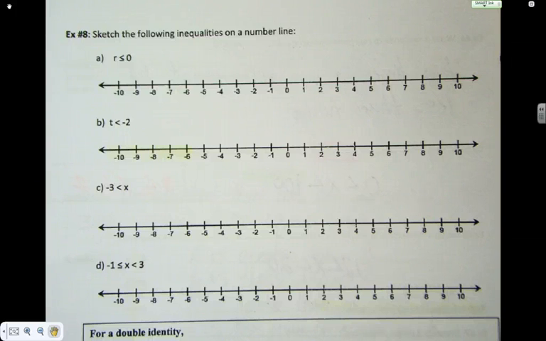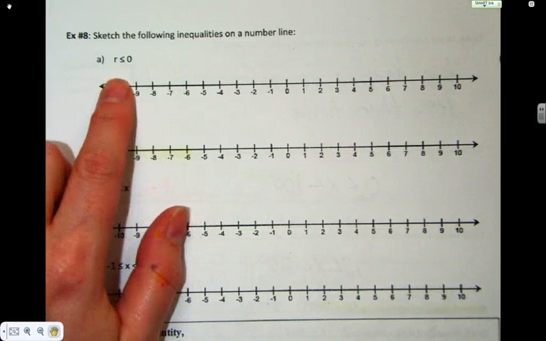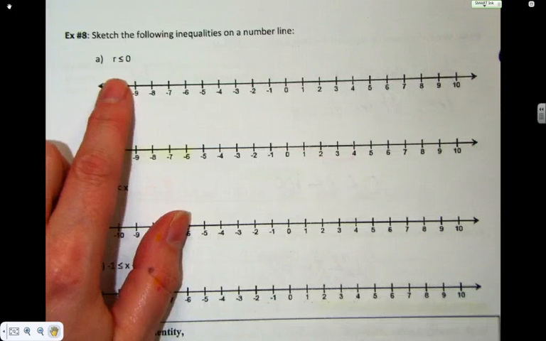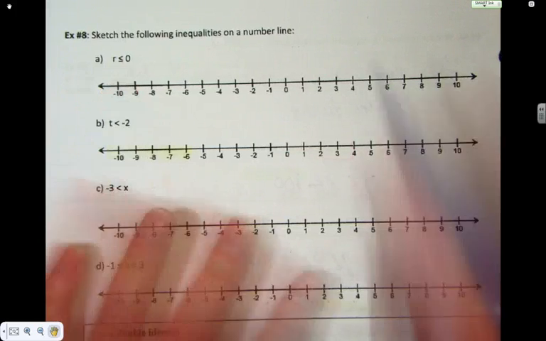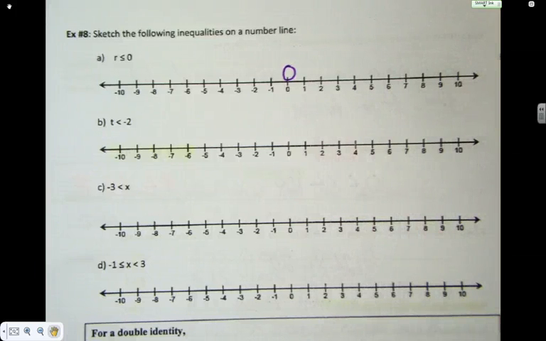R is less than or equal to 0. Do I care that this is R and not an X? Could care less. It's just a variable. I'm going to go to 0 and I'm going to put a dot. Then I'm going to decide, am I coloring it in, yes or no? I heard yes and no, so fight it out.